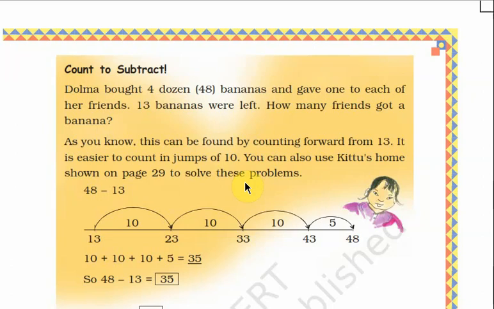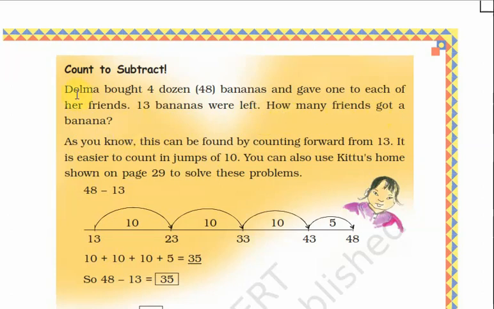Let us continue our lesson. Take page number 91, Count to Subtract. Dolma bought 4 dozen bananas and gave one to each of her friends. 13 bananas were left. How many friends got a banana?